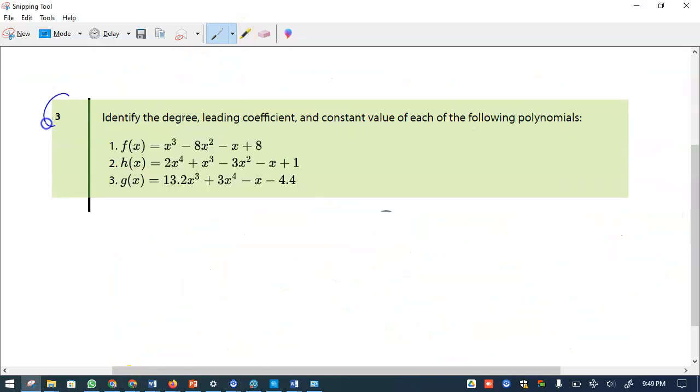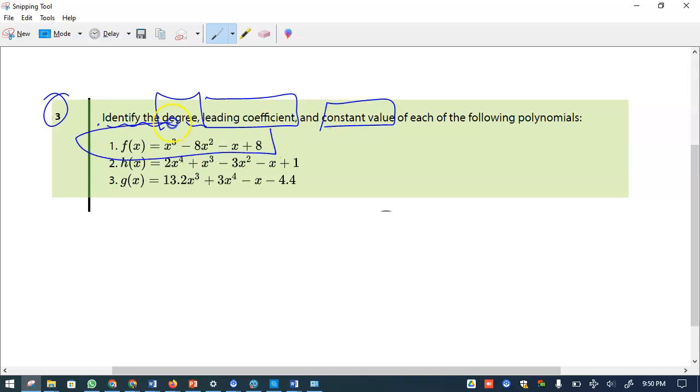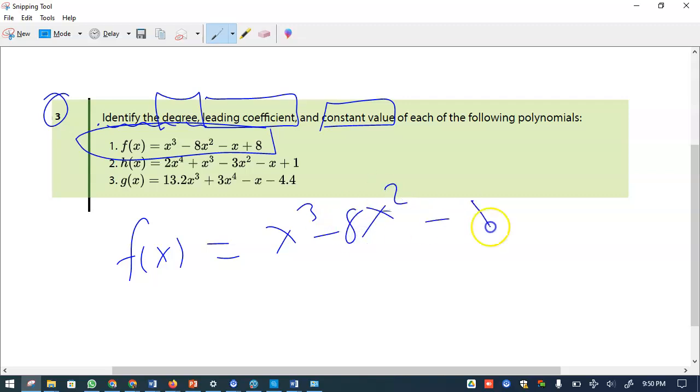Now this question will help us. Question number 3. Identify the degree. Okay. Then the second question: what is the leading coefficient and the constant term? Now if I choose the first one, say x cubed minus 8x squared minus.